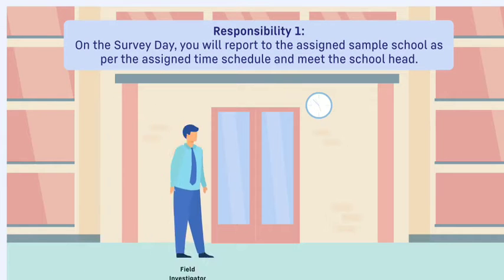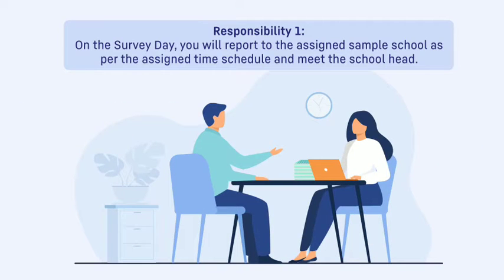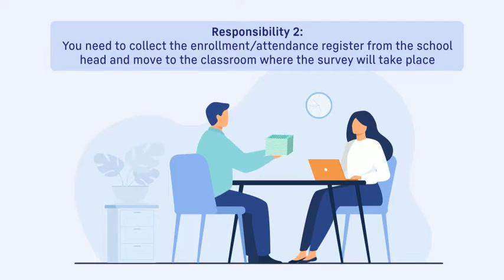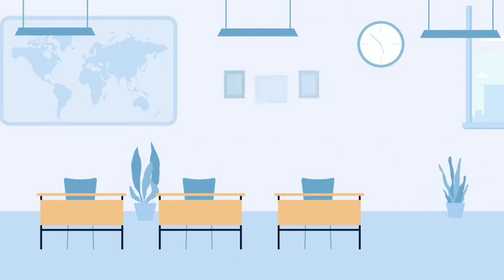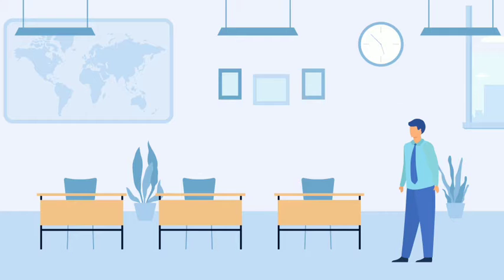First, on the survey day, you will report to the assigned sample school as per the assigned time schedule and meet the school head and produce your letter of appointment. The letter of appointment will mention the name and address of the sampled school that has been assigned to you. After this, you need to collect the enrollment or attendance register from the school head and then move to the assigned room to conduct the survey.